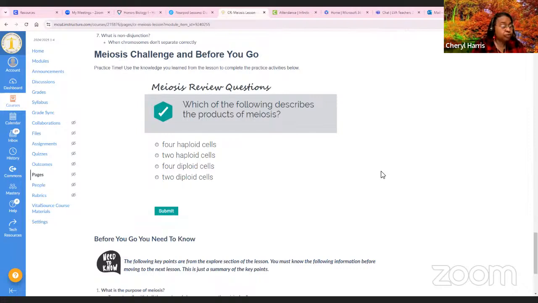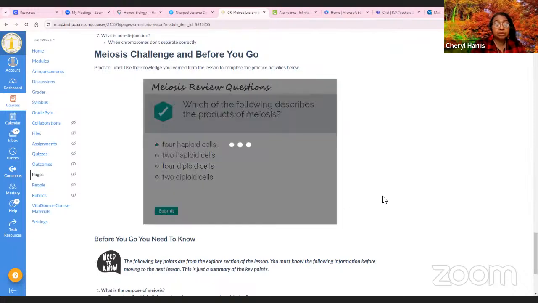Again, type in the chat for me. And sometimes y'all could just unmute if you want to. It's faster. Thank you, Natalie. 4 haploid cells. Yes, indeed. And again, the female is going to make 4 haploid cells. It's just that they only use one of them, whereas the male uses all 4.